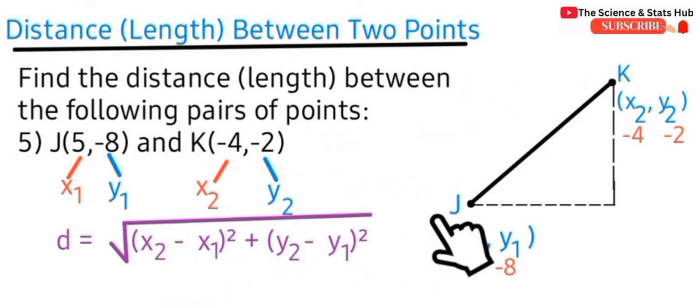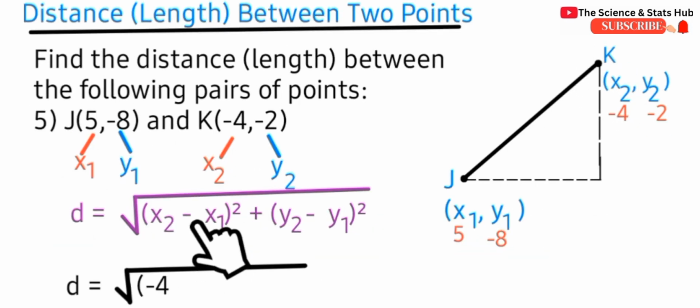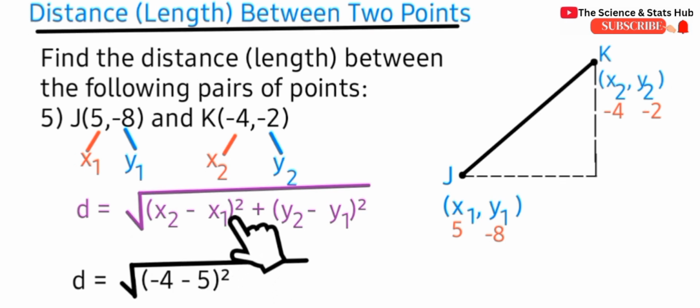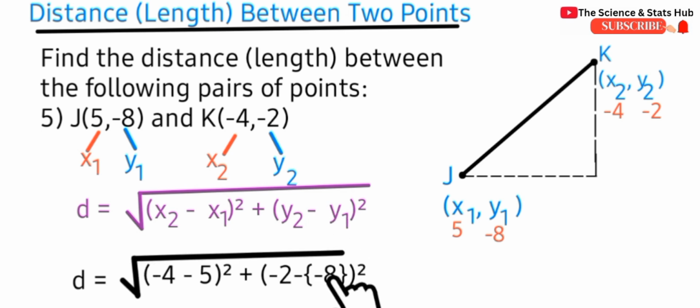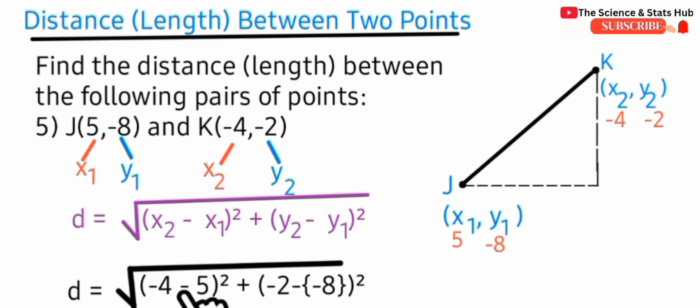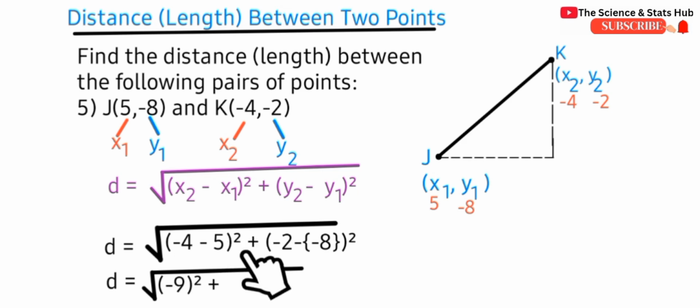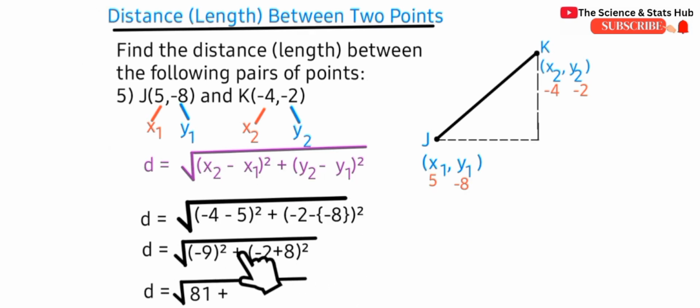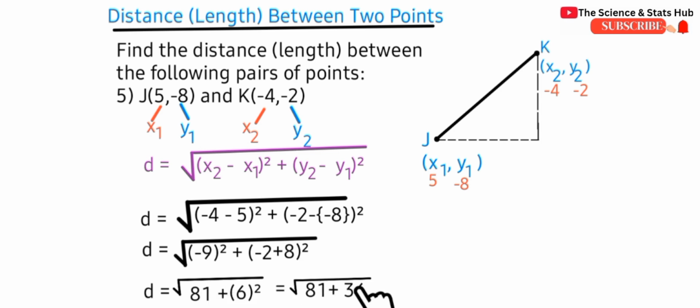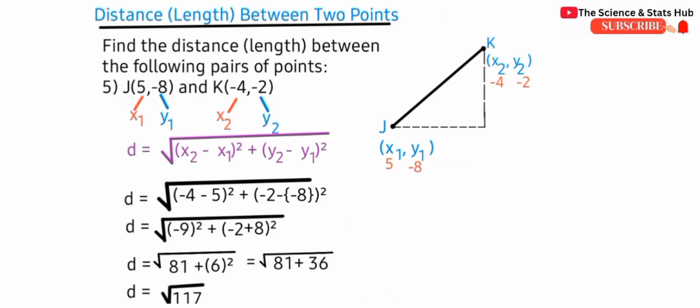Now, let's find the distance between point J and K. Applying our formula, our x2 value is negative 4 minus x1 value 5, squared, plus y2 negative 2 minus y1 negative 8, squared. That is (-4 minus 5) squared, which is (-9) squared, plus (-2 minus times minus 8, positive 8) squared, which is (-2 + 8) squared, 6 squared. 81 plus 36 gives 117. Therefore, the distance between J and K is root 117.